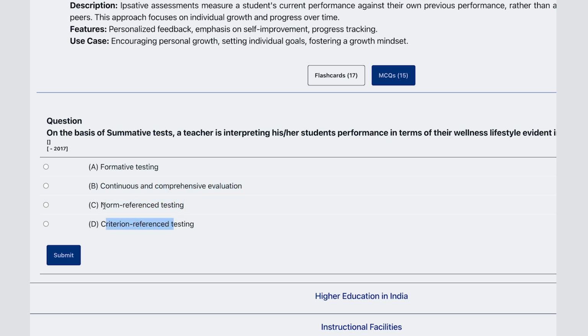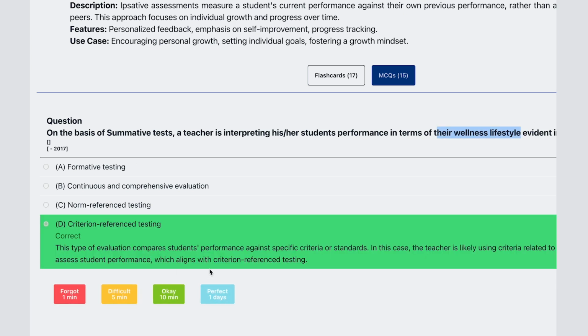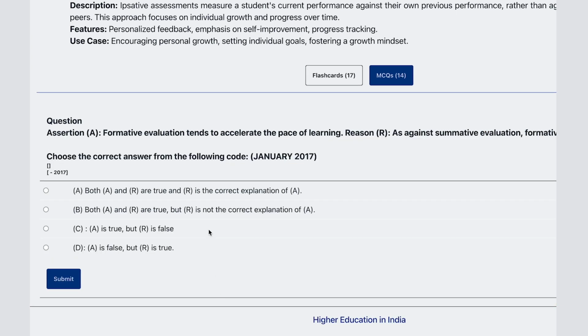Norm referenced or criterion. It could be either of these two. Norm is based on peers and criterion is based on defined standards. So in terms of their wellness, is it in terms of peers? No, so it's probably D. Perfect. So it's just a play of words that you need to be aware about. And if you don't know the correct answer, then use method of elimination. These three are definitely incorrect, so D.